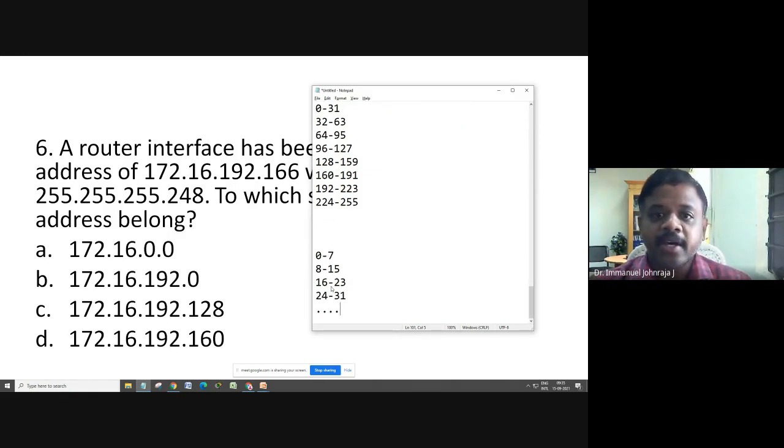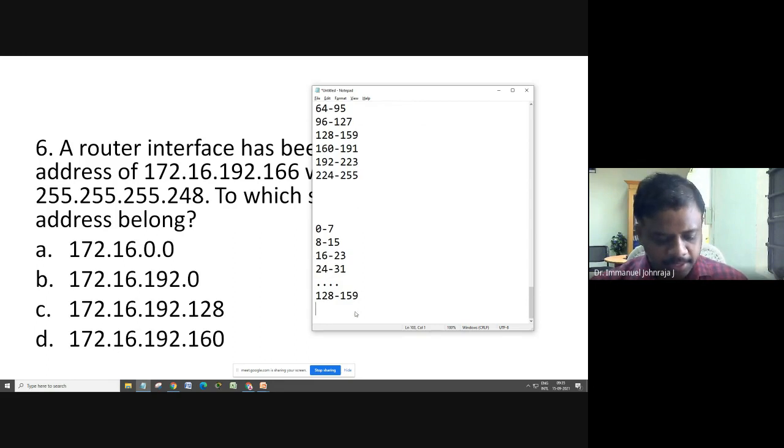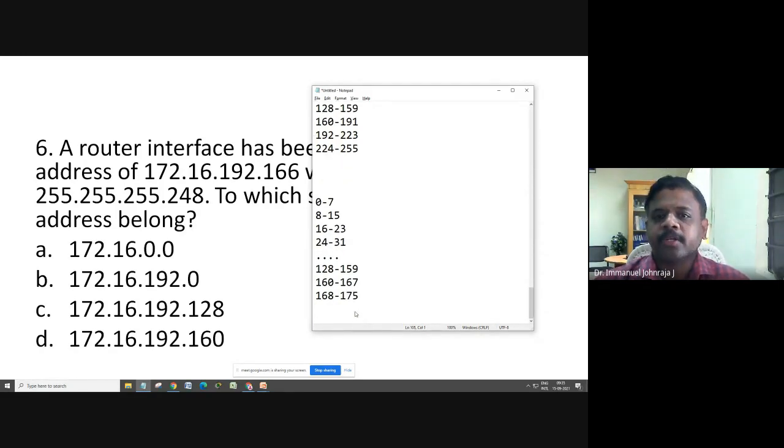Somewhere we will reach 128 to 159. Then it's going to be 160 to 167, then 168 to 175. So like that, this will go. So you should have the patience to write these numbers.